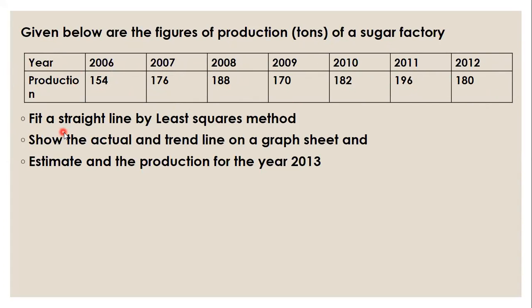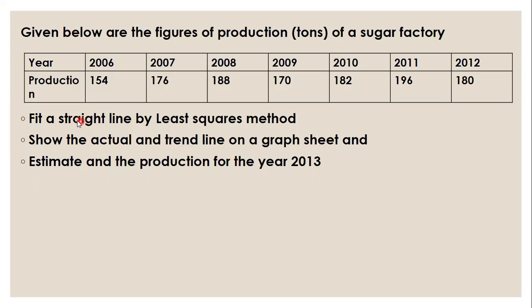The question is still there. This is continuation. Fit a straight line by least squares method. So they've clearly mentioned it is least square method. Then show the actual and trend line on a graph sheet. So we're going to answer this in a graph sheet. And estimate the production for the year 2013.